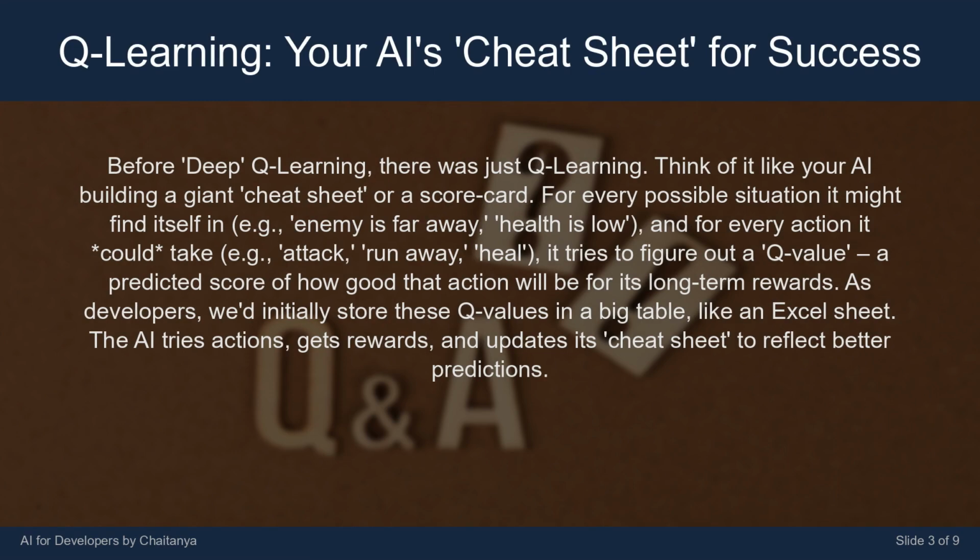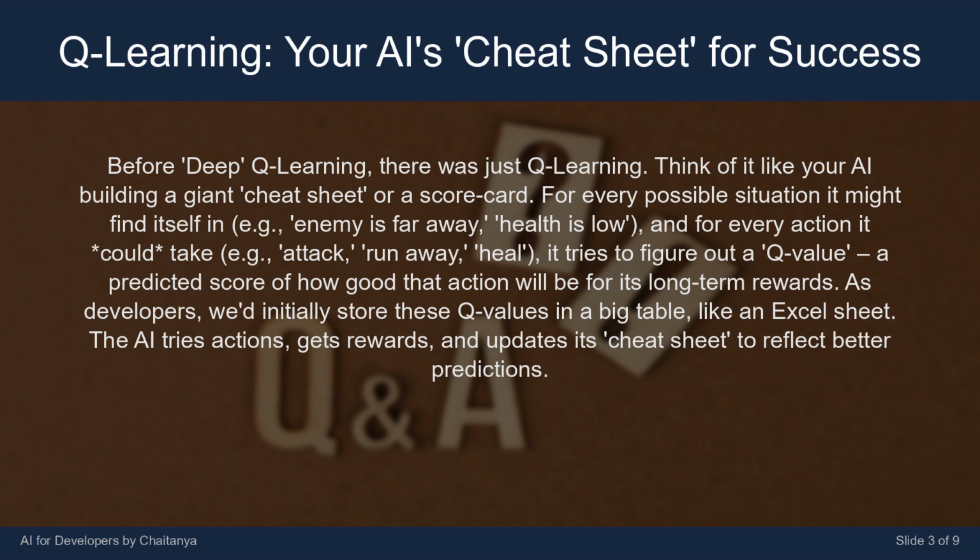Before deep Q learning, there was just Q learning. Think of it like your AI building a giant cheat sheet or a scorecard. For every possible situation it might find itself in, e.g., enemy is far away, health is low, and for every action it could take, e.g., attack, run away, heal, it tries to figure out a Q value, a predicted score of how good that action will be for its long-term rewards.